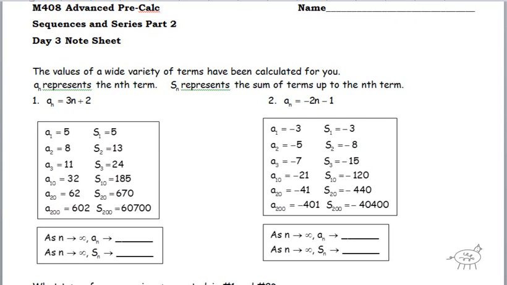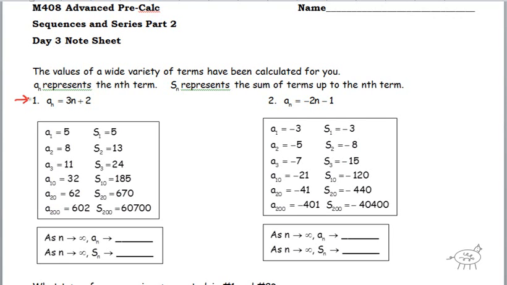And right next to it is s sub n. It tells you here, a sub n represents the nth term of the sequence, and s sub n represents the sum. We talked about series, right? The sum of the terms up to the nth term. So this is what you're given right here. Here's your general expression.